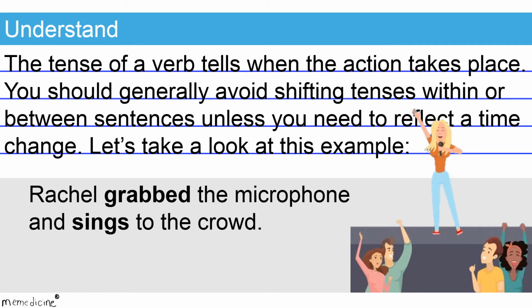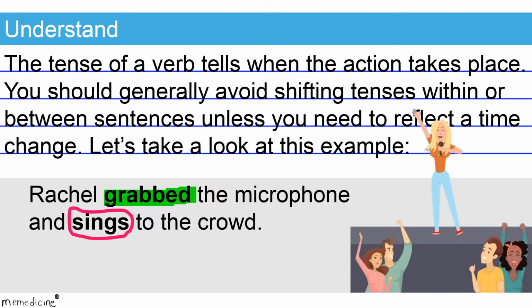There is no need to reflect a time change, so both verbs should be in the same tense. The first featured verb, grabbed, is written in the simple, singular, past verb tense, so we know the singing also took place in the past. However, the second verb, sings, is written in the simple, singular, present verb tense. There is no need to reflect a time change. Both verbs should be in the same tense in this instance.